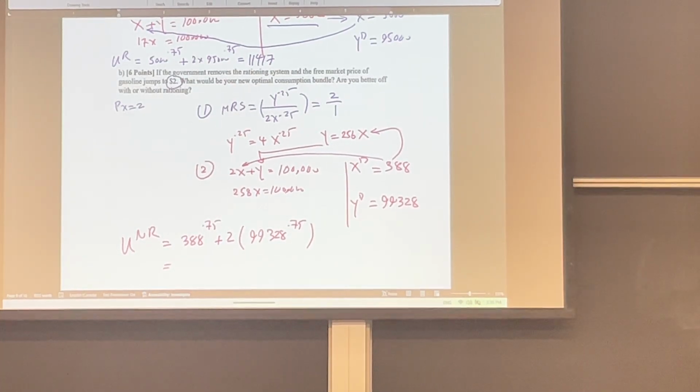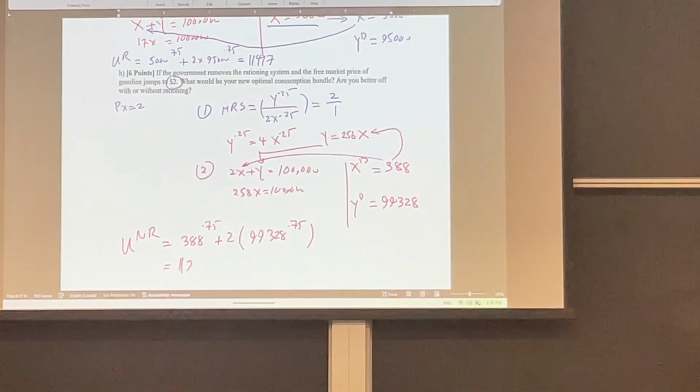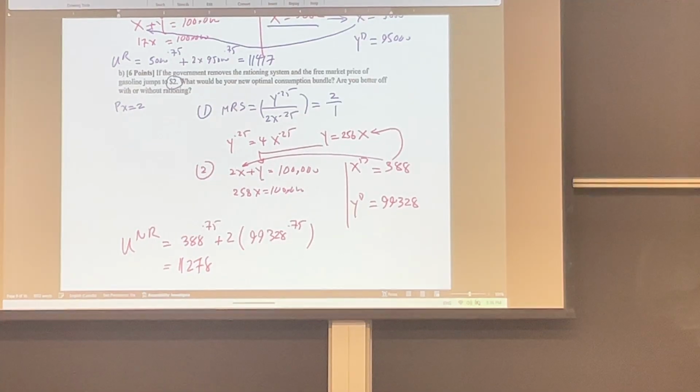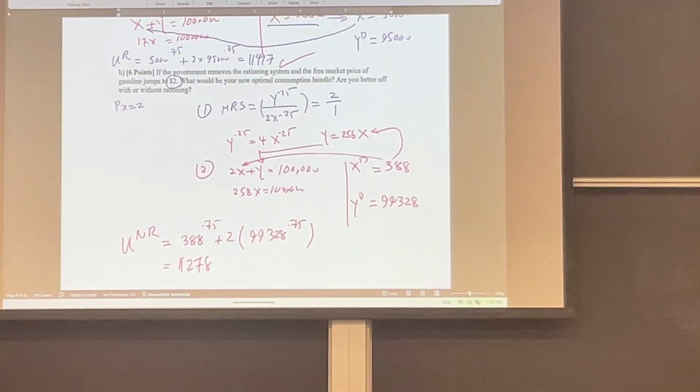How much? 278. This is better. The rationing is better. Right? The rationing is better. So now I have to graph it, but the rationing is better.